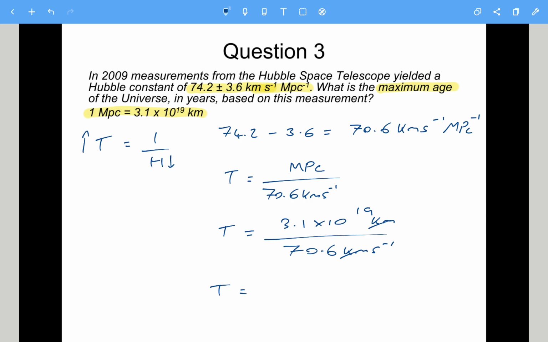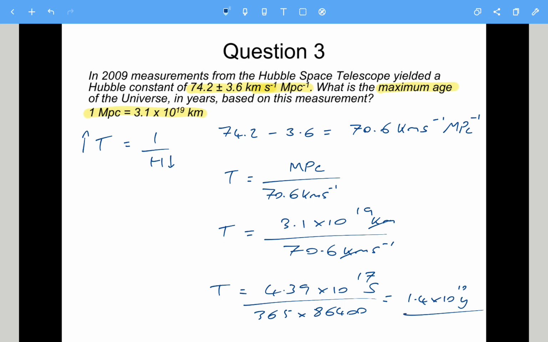So according to that measurement, we get 4.39 times 10 to the power of 17 seconds. And then what we can do is divide by the amount of seconds in a year. So divide by 365 times 86,400 seconds in a day. And that gives us 1.4 times 10 to the power of 10 years, or 14 billion years. Alright, hopefully you found that useful. And thanks for watching.